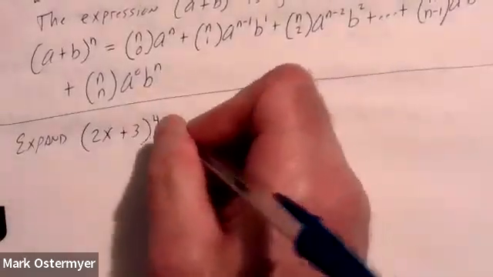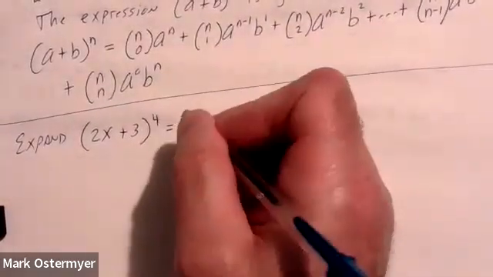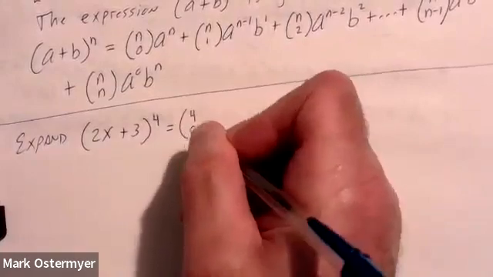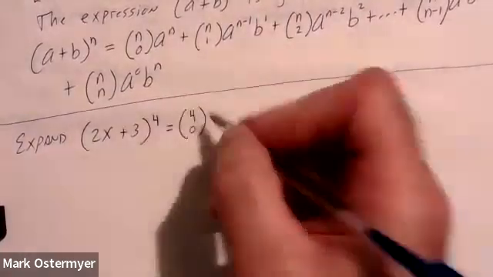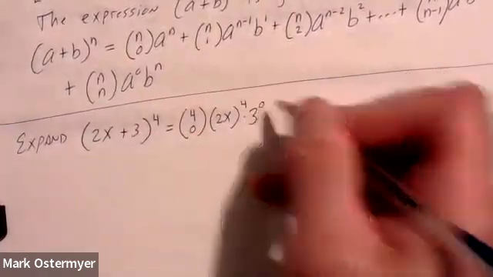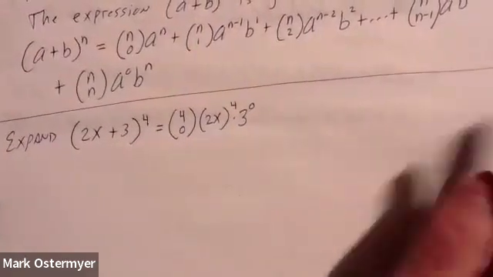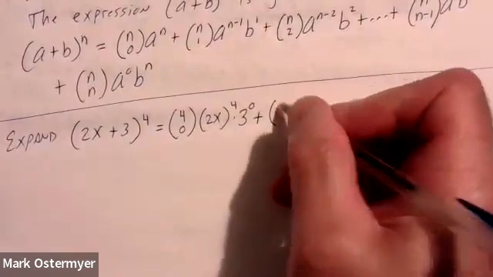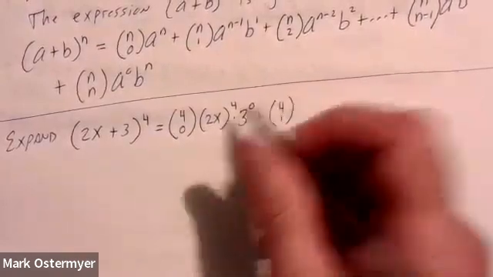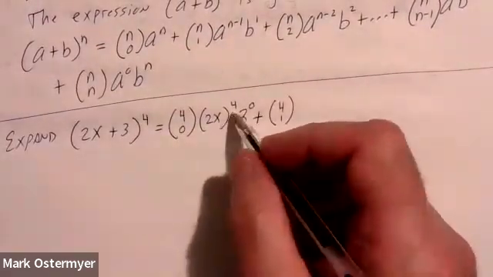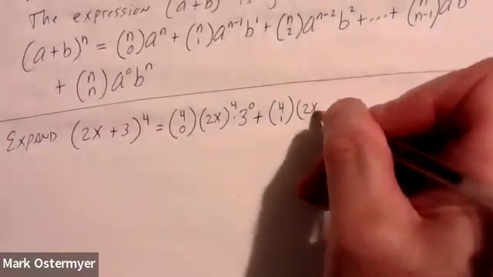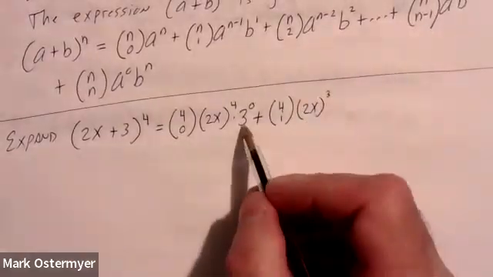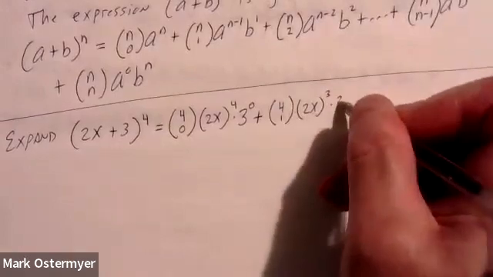All right, so here we go. My first coefficient is going to be 4 choose 0, times my first term, which is 2x raised to the power of the binomial, times the second term raised to the 0th power, plus the second term has a coefficient, which is 4 choose 1. The first term's power decreases by 1, so 2x is raised to the third power, and the second term's power increases by 1, times 3 to the first.